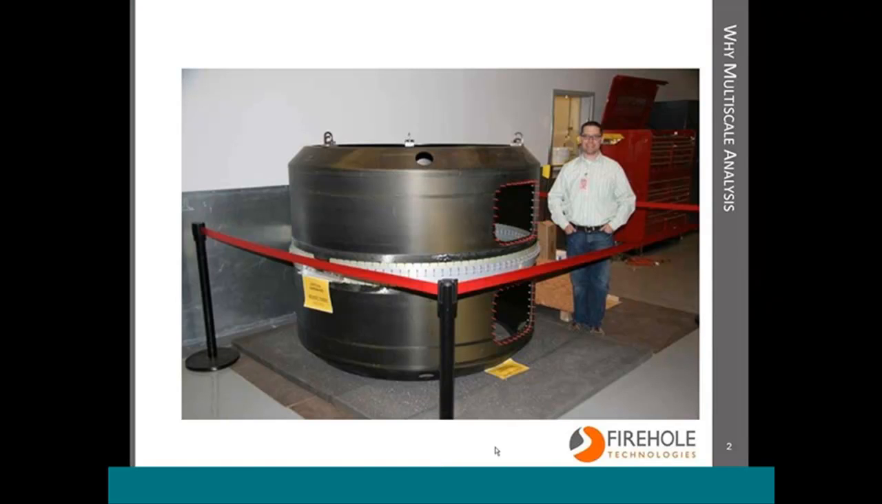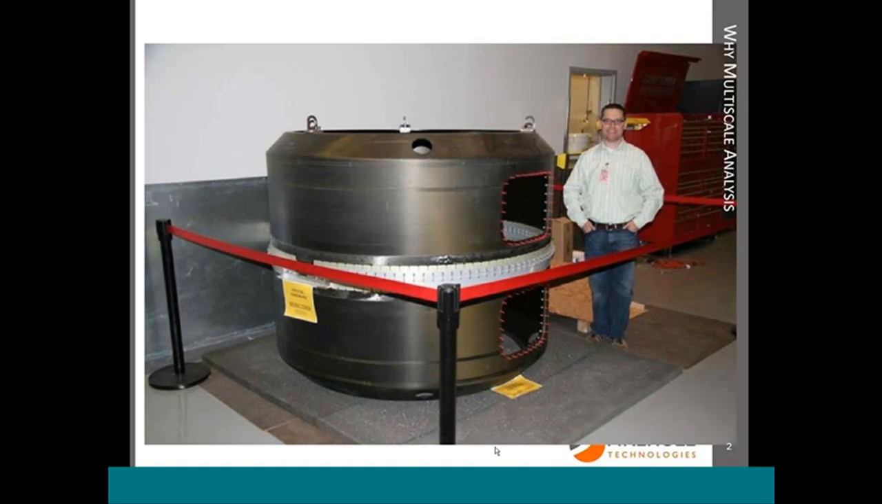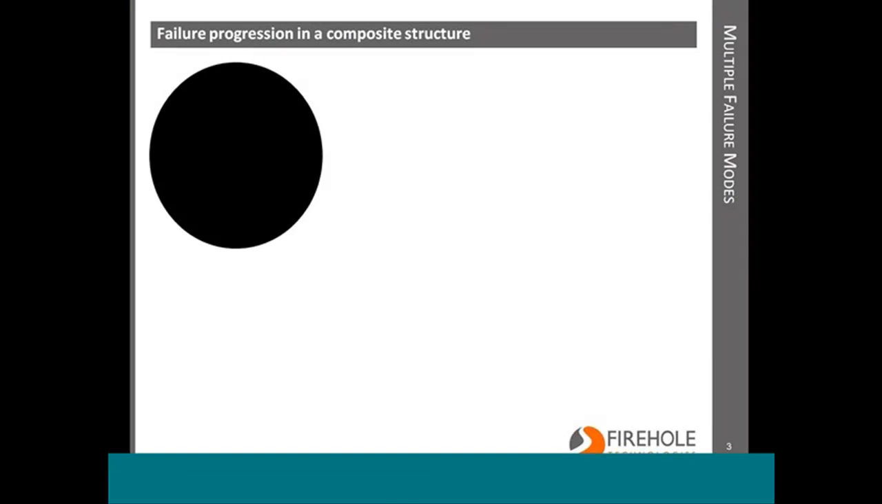This is Casper, composite adapter for shared payload rides. I'll tell you more about it later, but as you can see from my colleague standing next to it, it's a large composite space structure. So if you're modeling something this big, why do you care about micro-scale interactions? Well, analysis happens here, but failure in a composite happens here, between the fiber and the matrix, and doing this, you can't capture the progressive nature of a composite failure.